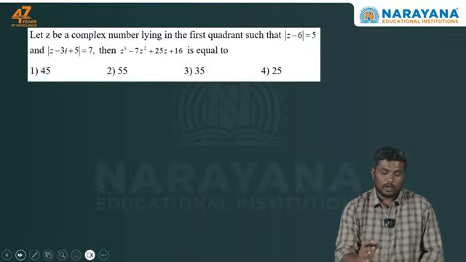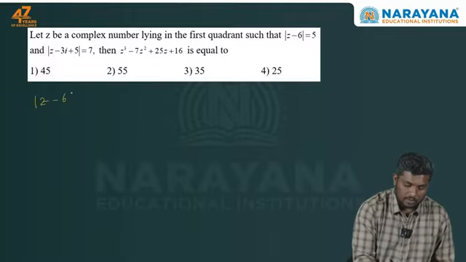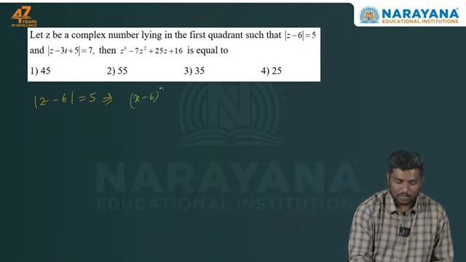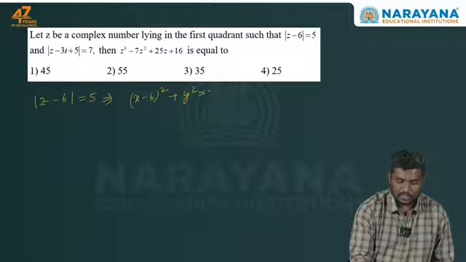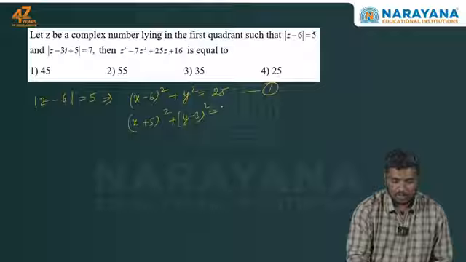The next question is from complex numbers. Mod z minus 6 is equal to 5. Guys, this is nothing but the equation of a circle centered at (6, 0). So (x minus 6) whole square plus y square is equal to 25. That is the first equation. There is another circle given here: (x plus 5) whole square plus (y minus 3) whole square is equal to 49.